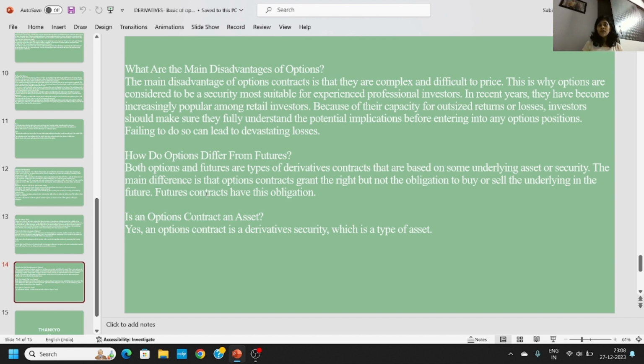So how do options differ from futures? Both options and futures are types of derivative contracts. They are based on some underlying asset or security. The main difference is that an option contract grants the right but not the obligation to buy or sell the underlying in the future. Futures contracts have this obligation. Many times they will ask the question, is an option contract an asset? Yes. An option contract is a derivative security, which is a type of asset.